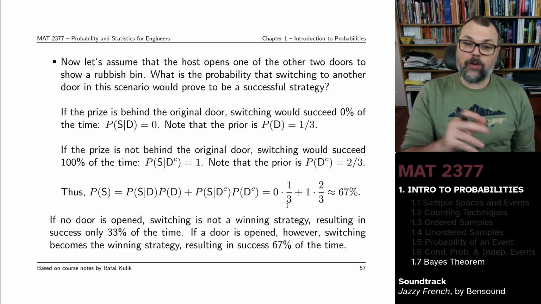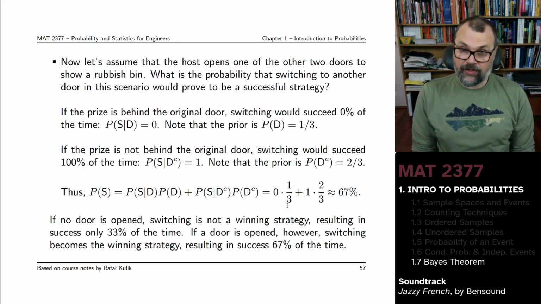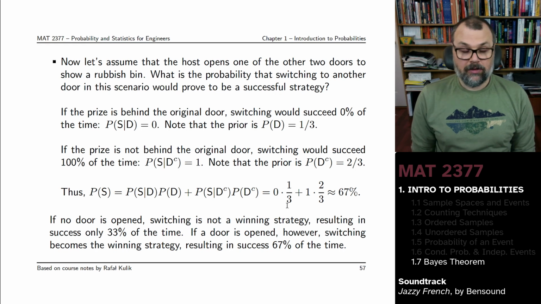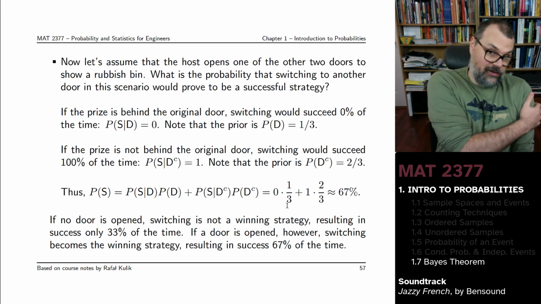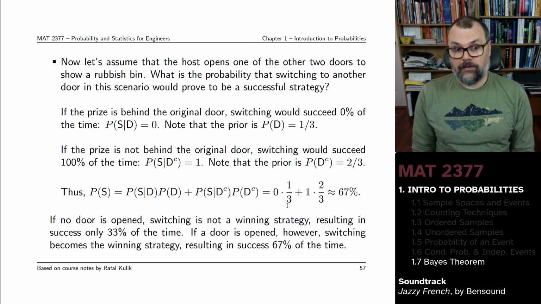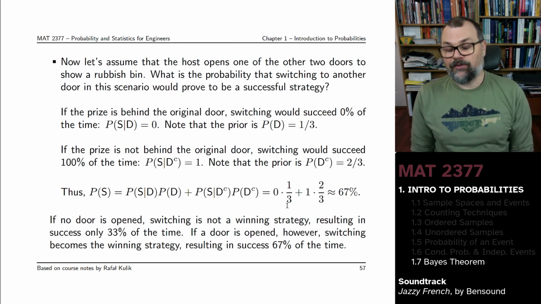If no door is open, switching is not a winning strategy, resulting in success only 33% of the time. But opening the door actually changes the situation. Switching becomes the winning strategy, and you'll be successful 67% of the time.